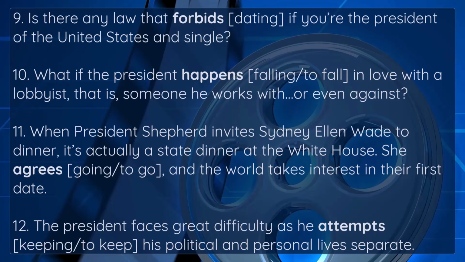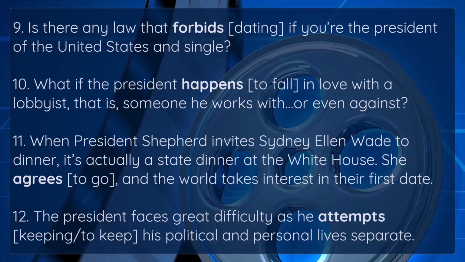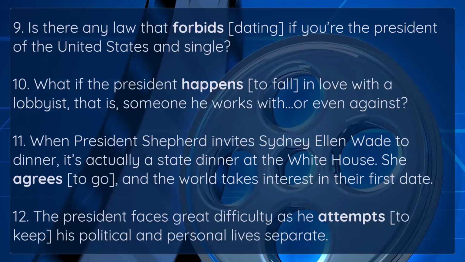Nine. Is there any law that forbids dating if you're the President of the United States and single? 10. What if the President happens to fall in love with a lobbyist, that is, someone he works with, or even against? 11. When President Shepard invites Sidney Ellen Wade to dinner, it's actually a state dinner at the White House. She agrees to go, and the world takes interest in their first date. 12. The president faces great difficulty as he attempts to keep his political and personal lives separate.